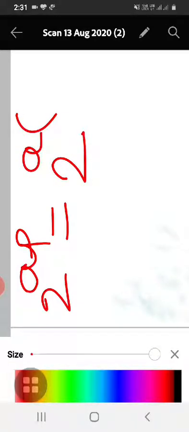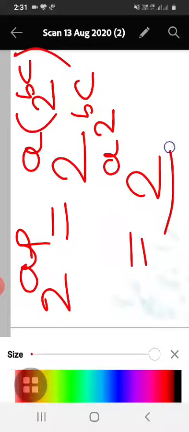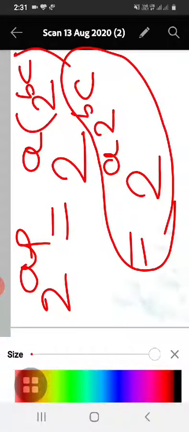So this 2 to the power of ap is equal to 2 to the power of a, and p means 2 to the power of bc. So this is equal to 2 to the power of a, 2 to the power of bc. This is the simplification here. I got this 2 to the power of a, 2 to the power of bc. Let's check the other side.